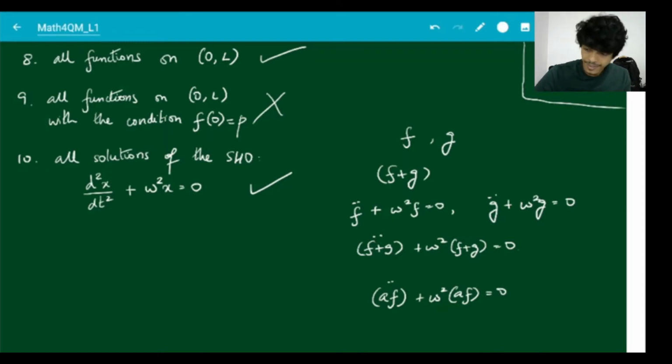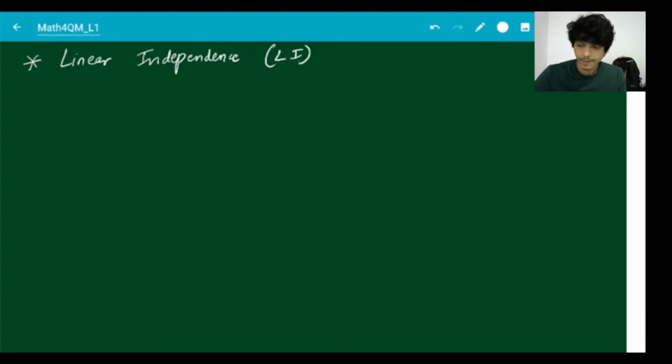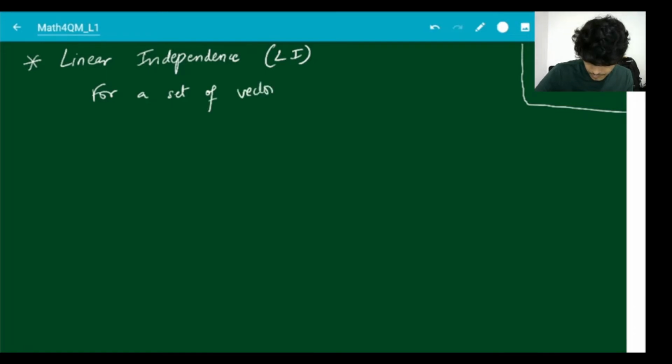Okay, the next concept I want to introduce is that of linear independence. Linear independence is basically just saying that given some set of vectors, let me call them v1, v2, up to vn, the question is: is it possible to write any one of them in terms of all of the others, as a sum of all of the others?